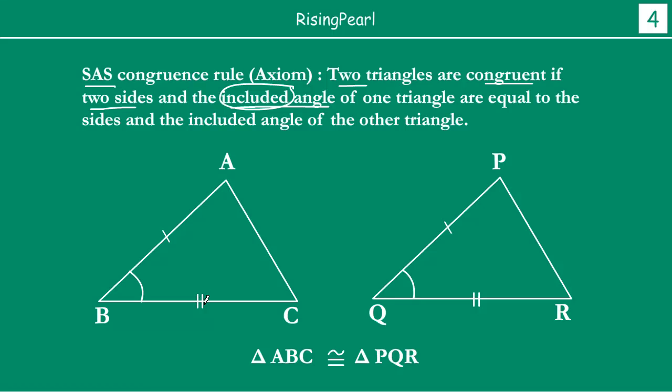That is why we have put a double mark here to show BC is equal to QR, and angle B, which is the angle in between these two sides, is equal to angle Q, which is the angle in between these two sides. अगर ये तीनों कंडीशन फुलफिल होती हैं दोस्तों, then we say that these two triangles are congruent, and we call it the side angle side rule, because ये है side, ये है आपकी angle, and ये है आपकी side. So side angle side congruence rule के हिसाब से triangle ABC will be congruent to triangle PQR.